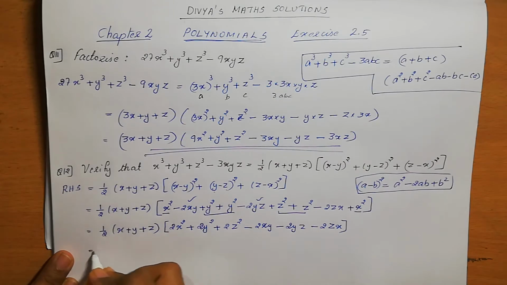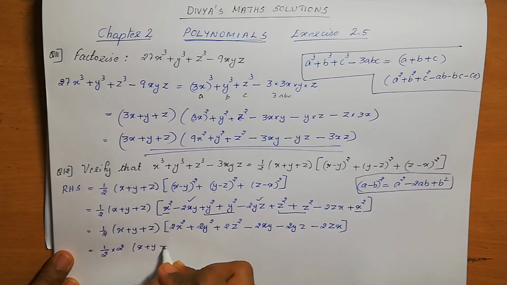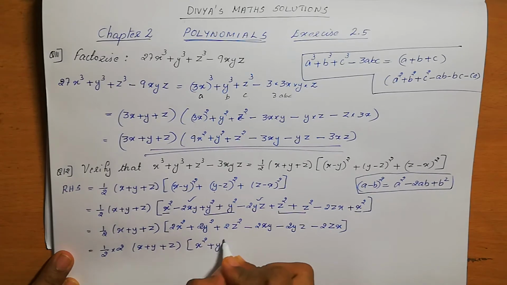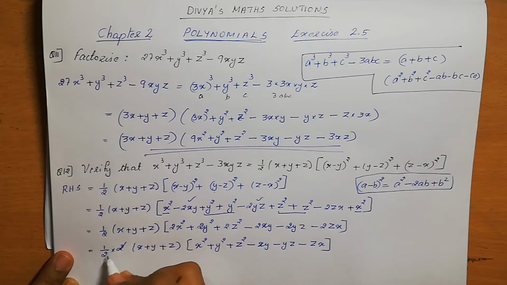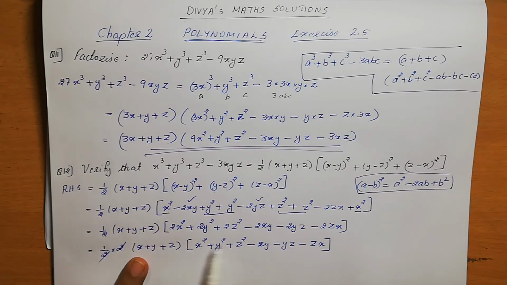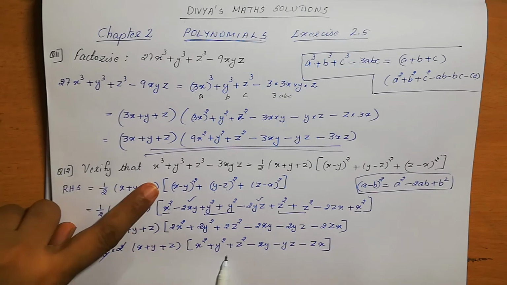So next we can take 2 common from all terms, right? That means 1 by 2 into 2, that means the 2 is taken common, into x plus y plus z into the remaining x square plus y square plus z square minus xy minus yz minus zx. So this 2 cancels. Here we can open the bracket with x into the whole term plus y into the whole term plus z into the whole term, and we will cancel some terms and we will get this LHS term.